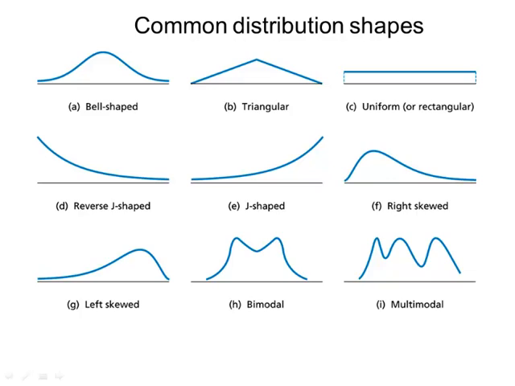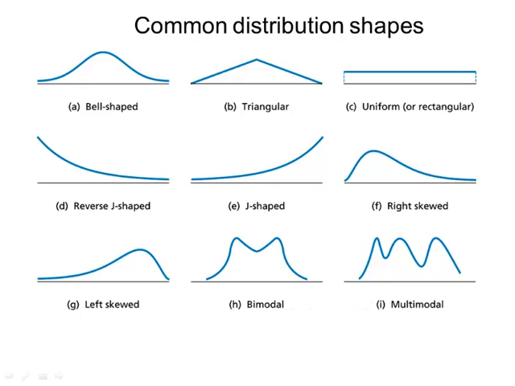Now here's some common distribution shapes. We have the bell shape. This is the triangular shape. Uniform, what's called the reverse J. The J shape, sometimes known as exponential growth. This would be an exponential decay. Skewed right, skewed left, bimodal, multimodal. And we'll discuss these more in this video.